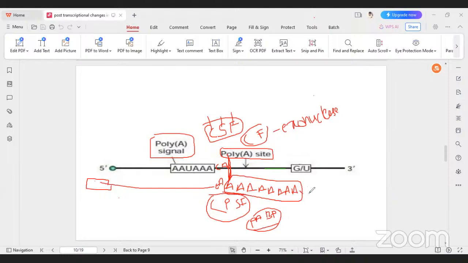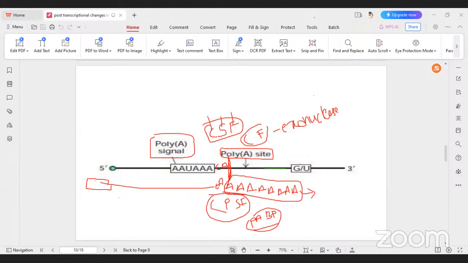So the function of polyadenine has two importances. One is protection from the exonuclease, the nuclease enzyme in the nucleus. Another is that it acts in cleavage, that means the separation of the mRNA from the DNA strand. So these are the two important functions of the polyadenine tail. Is it clear? Hello?